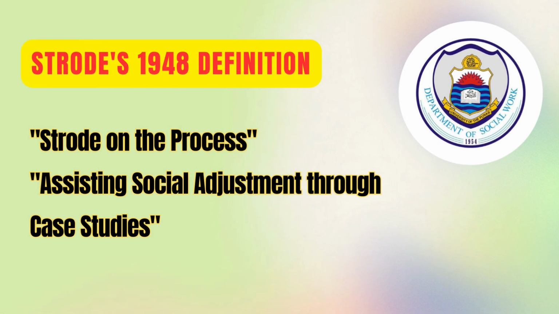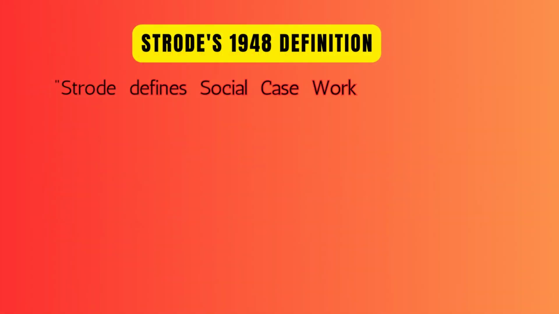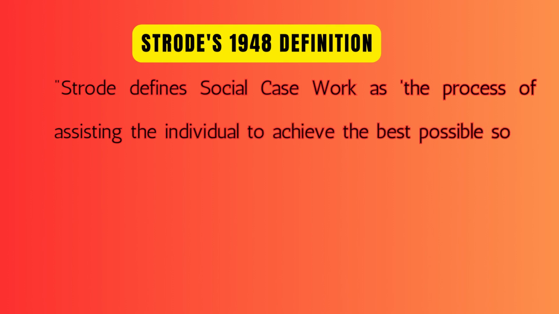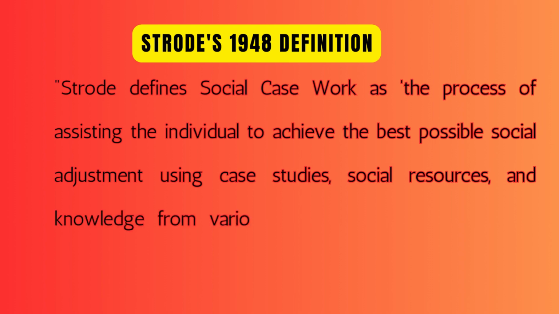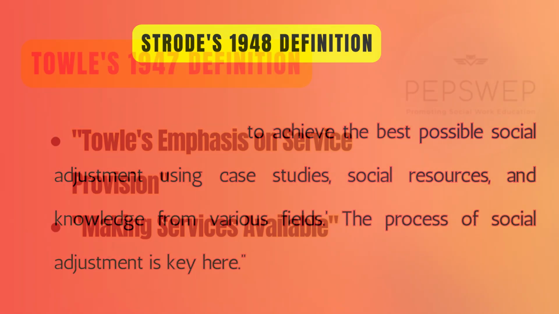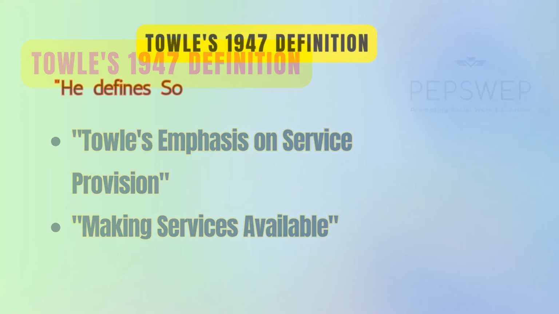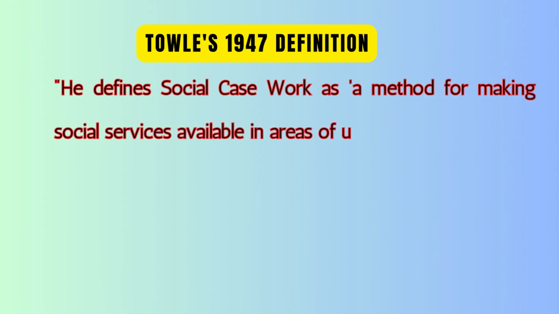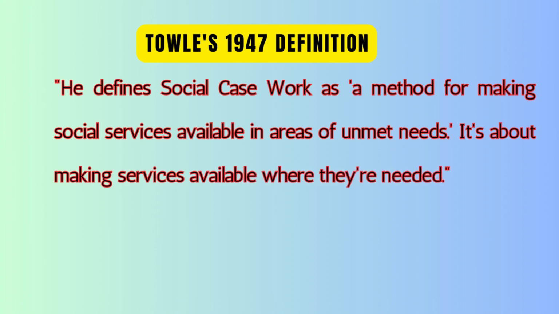Strode, in 1948, focuses on the process. He defines social case work as the process of assisting the individual to achieve the best possible social adjustment using case studies, social resources, and knowledge from various fields. The process of social adjustment is key here. Toll in 1947 emphasizes service provision. He defines social case work as a method for making social services available in areas of unmet needs. It's about making services available where they're needed.